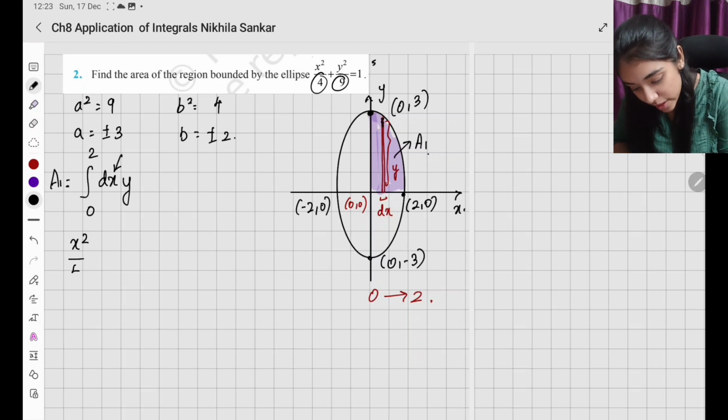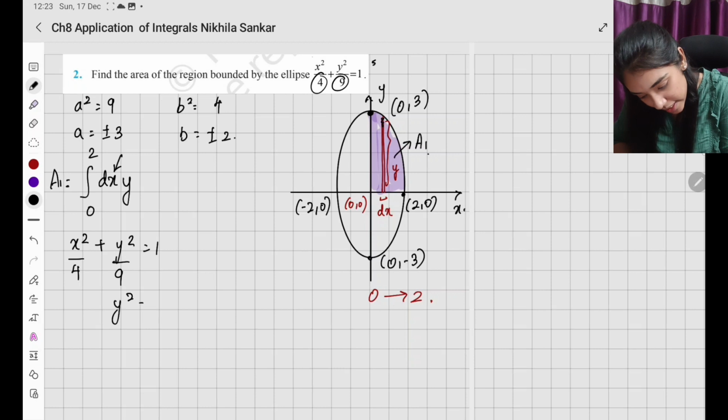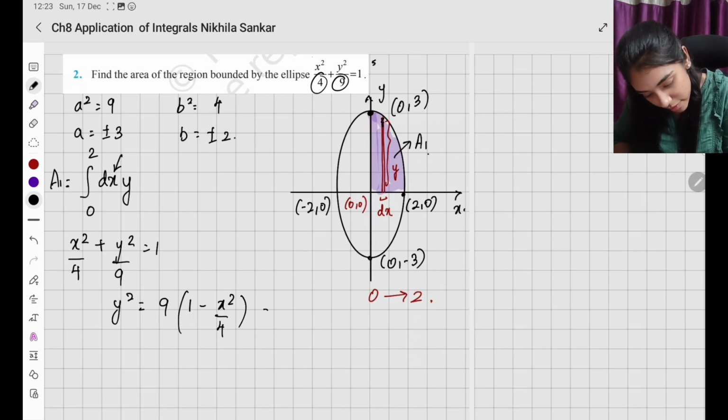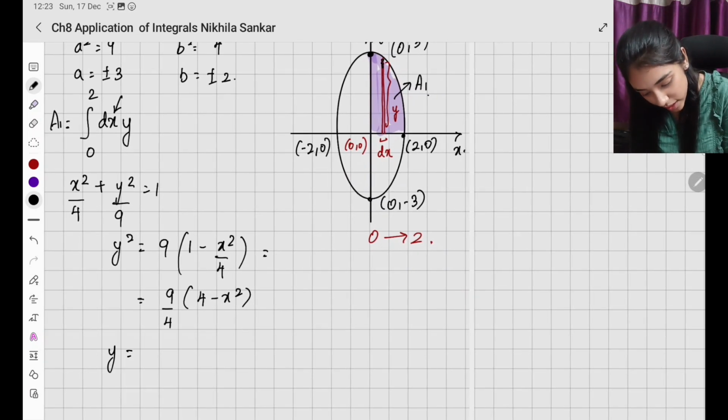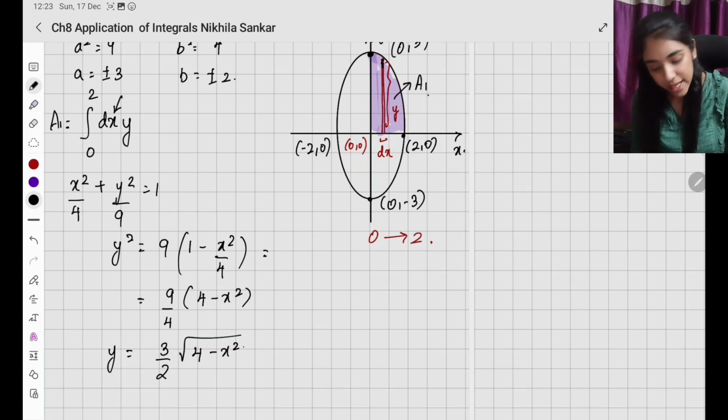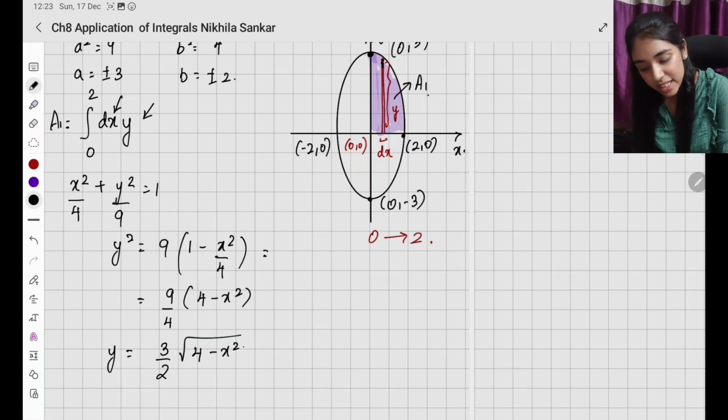So I have x square by 4 plus y square by 9 equals 1. So from this I have y square equals 9 times 1 minus x square divided by 4. When I take the LCM, what do I have? 9 by 4 times 4 minus x square. The divided by 4 comes out. So this is going to be my y square. அப்ப y என்ன? 3 by 2 square root of 4 minus x square. So this is going to be my y. இதை நான் இங்கே substitute பண்ண போறேன்.